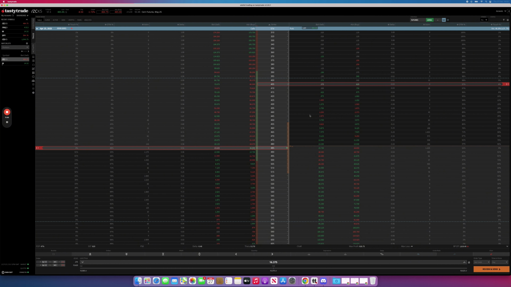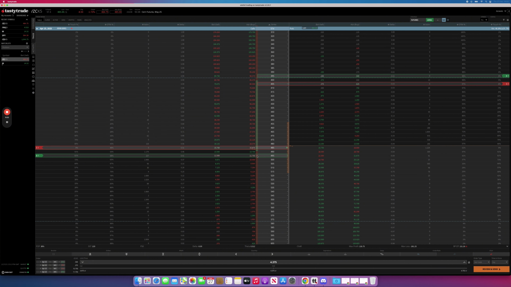You can only really do this on naked positions like this. Naked meaning that there's no long contracts covering your shorts. This would be an example of a long position. As you can see, we have long contracts covering our shorts, but you don't really need to do that because our buying power requirement is so low in the first place.